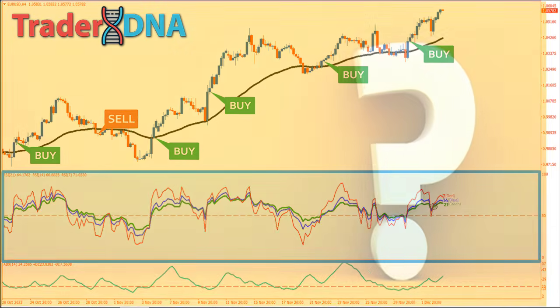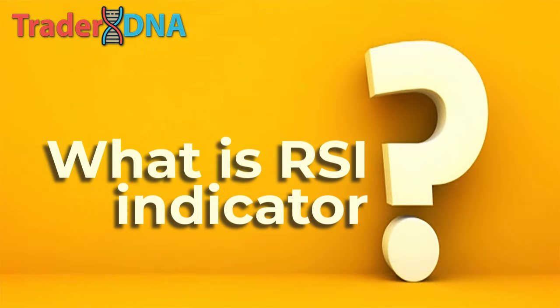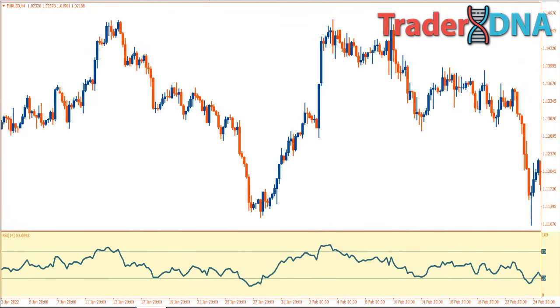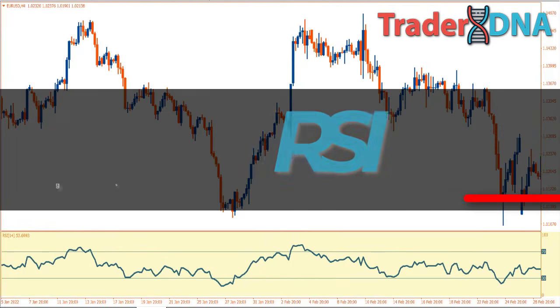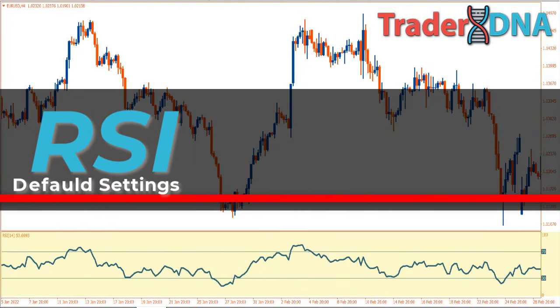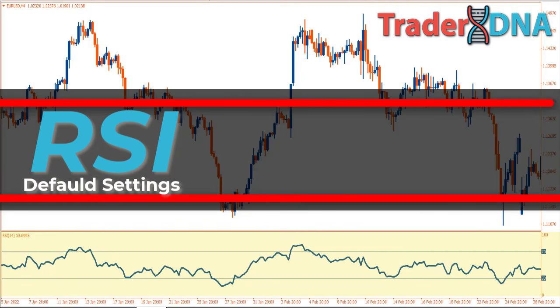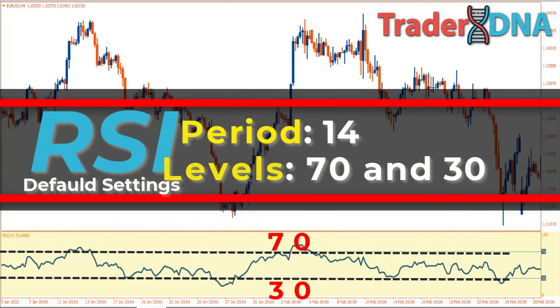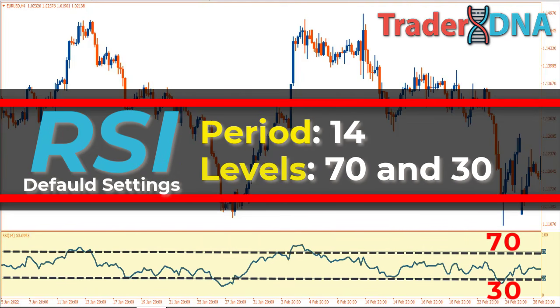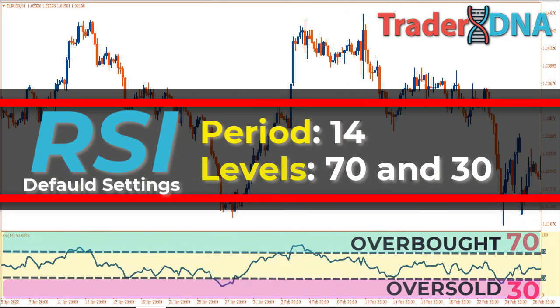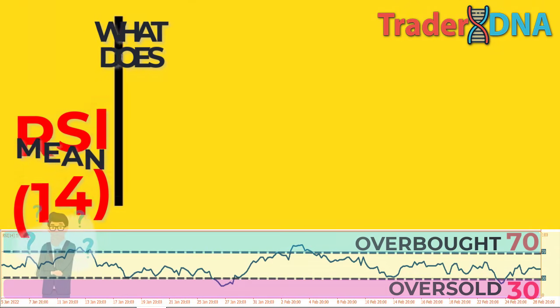And now, what is the RSI indicator? An RSI trading strategy using the relative strength indicator is a great place to start when day trading. It has default settings of 14 periods and 70-30 levels. How will the RSI setting change the indicator trading signals? The RSI setting will affect how frequently the RSI gives overbought and oversold signals as well as divergent signals to buy and sell. What does RSI 14 mean?